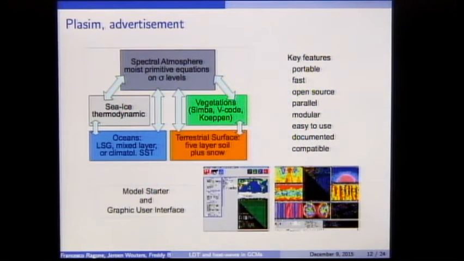What is the model? This is a slide that you are obliged to put when you use the model, just to make advertisement of it. It is essentially a spectral model of the atmospheric circulation, in which basically you have the conservation of momentum, so the Navier-Stokes equation in hydrostatic approximation, plus the first law of thermodynamics and the equation of state to connect temperature and pressure and therefore the velocity field.